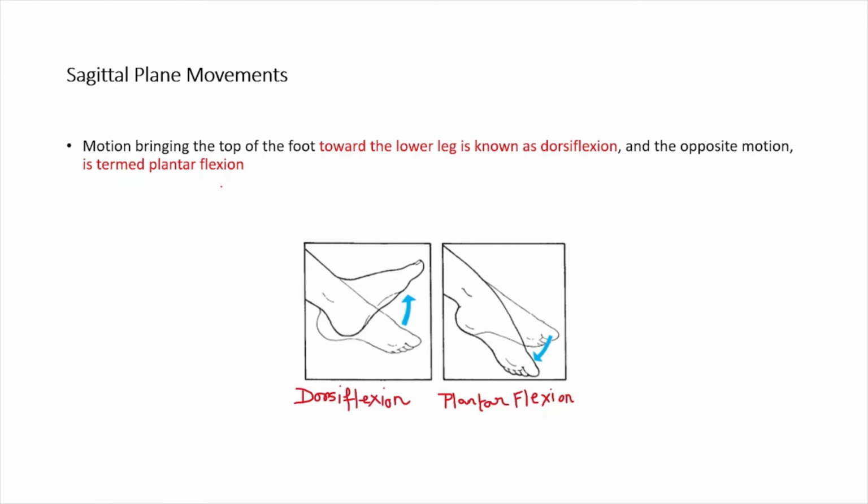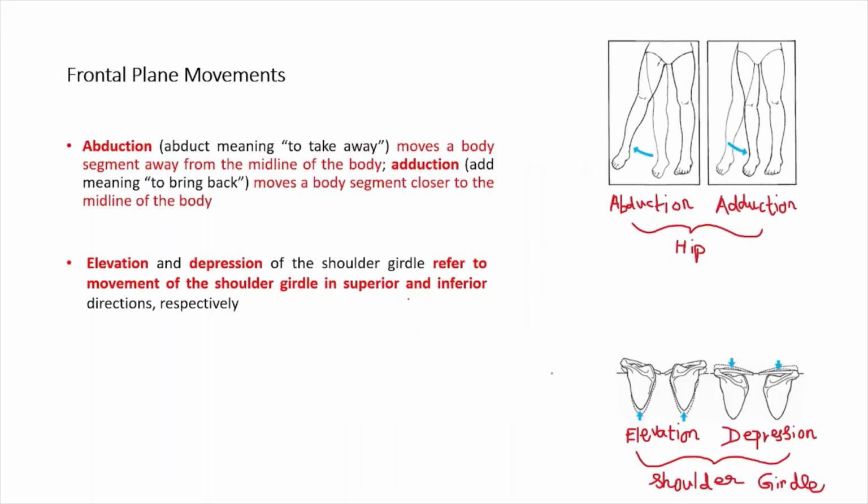We have another sagittal plane movement which is particularly of the leg. When you move the feet or the leg away from the midline of the body, it is called dorsiflexion, and if you move the leg towards the midline of the body in the sagittal plane, then it is called plantar flexion.